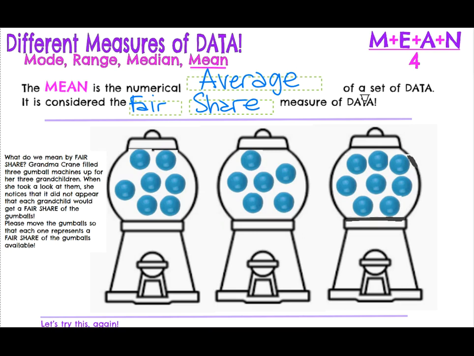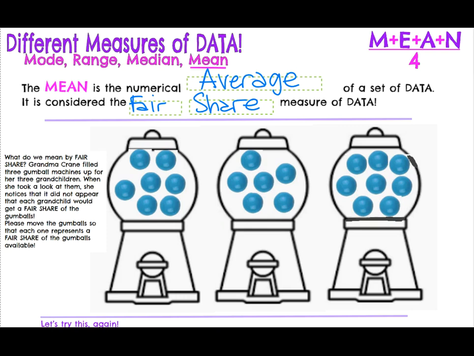So what do we mean by fair share? If Grandma Crane filled 3 gumball machines up for 3 grandchildren, and then she took a look at them and said, uh-oh, I'm a grandma, I need to be fair, and noticed that there are not the same number of gumballs in each machine. So how could you fix this? How could Grandma fix this?